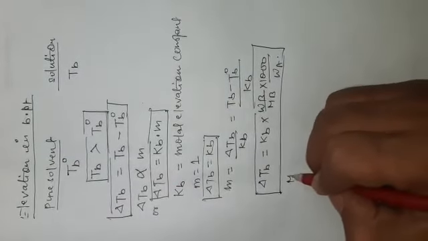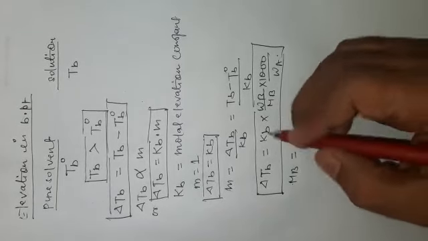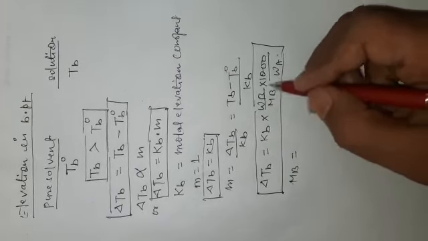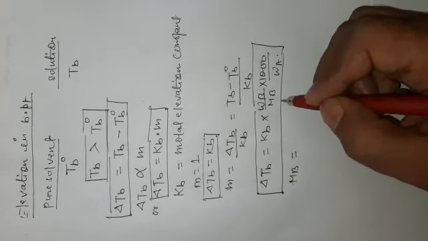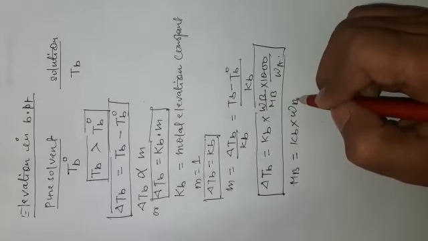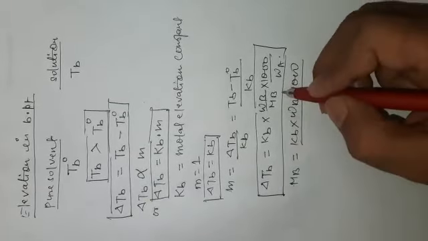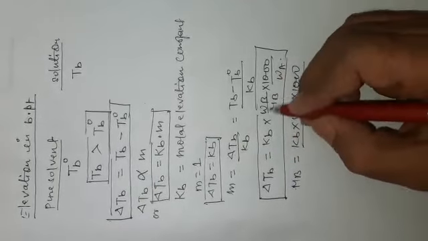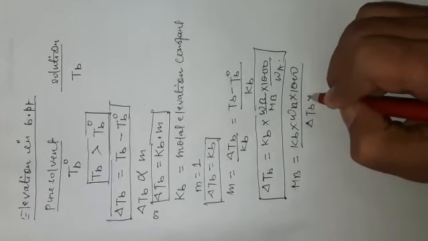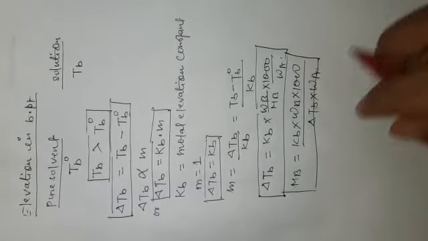And molecular weight of solute, MB, is equals to KB into WB into 1000 divided by delta TB into weight of solvent.